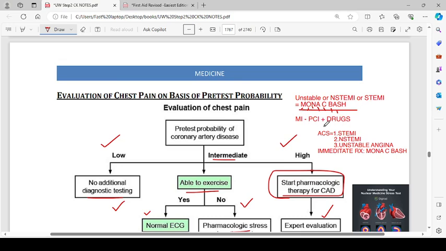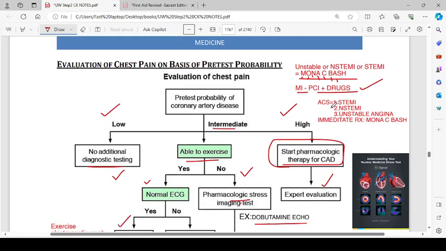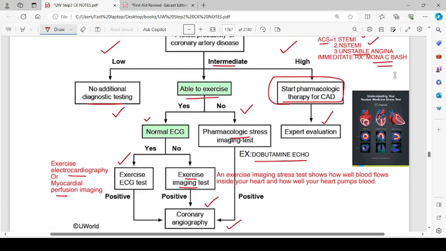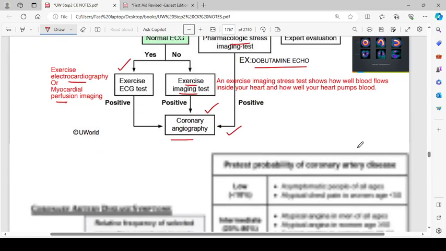So if it is MI, do the percutaneous intervention with the drugs. ACS contains three conditions: STEMI, NSTEMI, and unstable angina. Immediate treatment is MONA C BASH. Okay, please give the full form of MONA C BASH as well.